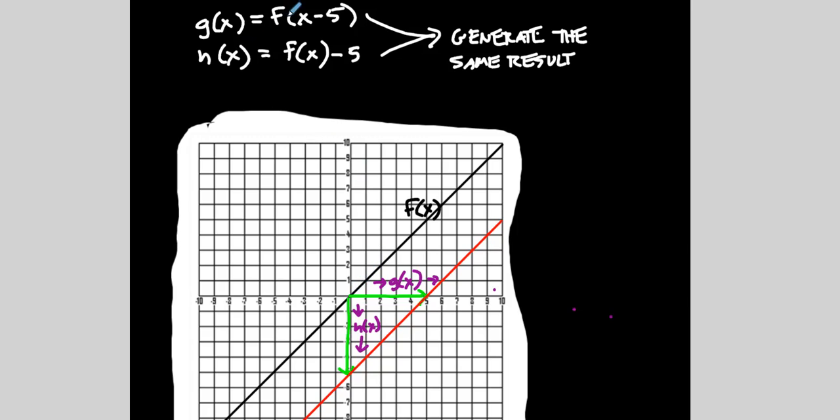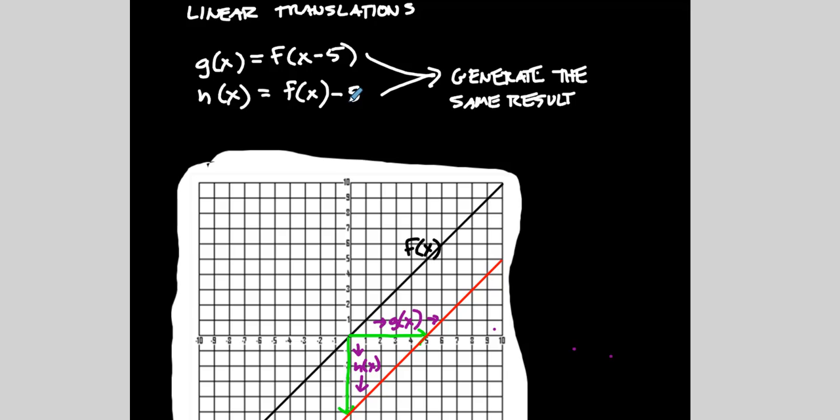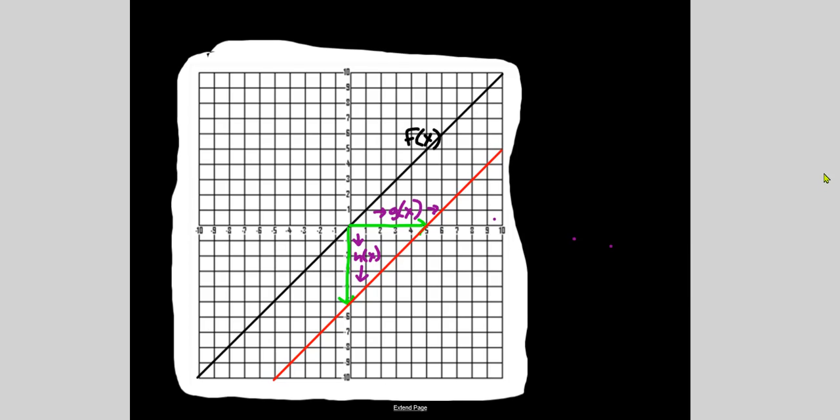Notice that the horizontal translation, g of x equals f of x minus 5, so here is g of x, I'm shifting x 5 units to the right, is equivalent to the vertical translation. I'm calling this function h of x is f of x minus 5. So these generate the same result. This is a shift of 5 units down, this is a shift of 5 units to the right. And we explained in the horizontal translations video why it's counterintuitive, because at first you'd think this would be 5 units to the left, but actually it's not, and we demonstrated that.